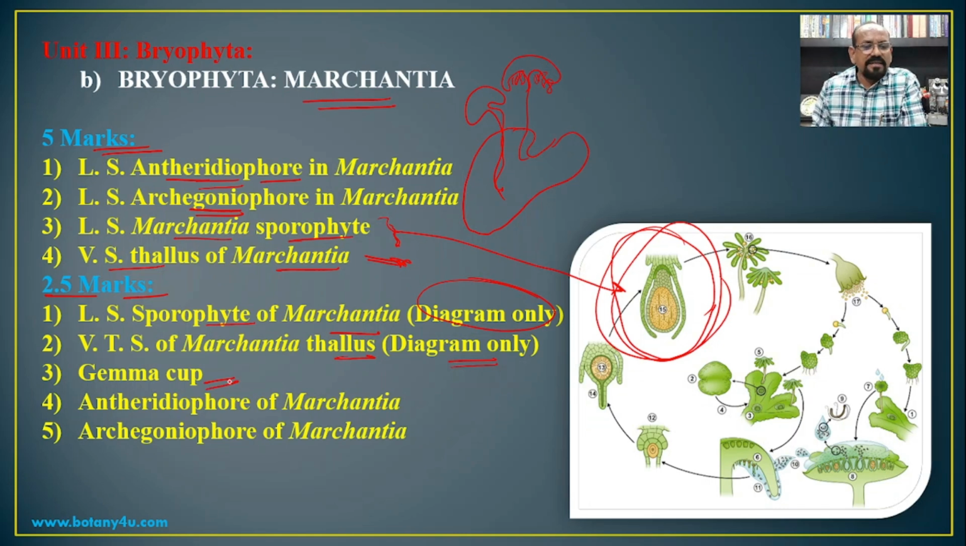Then gemma cup. One of the methods of vegetative reproduction in Marchantia is gemma cup formation. The gemmae form inside the gemma cup, detach from the plant body or are released from the cup, and grow with the help of the growing notch and form a new thallus. Then antheridiophore of Marchantia, on which there is a development of the antheridia, and archegoniophore of Marchantia, from which there is a development of the archegonia, or the female reproductive organs.